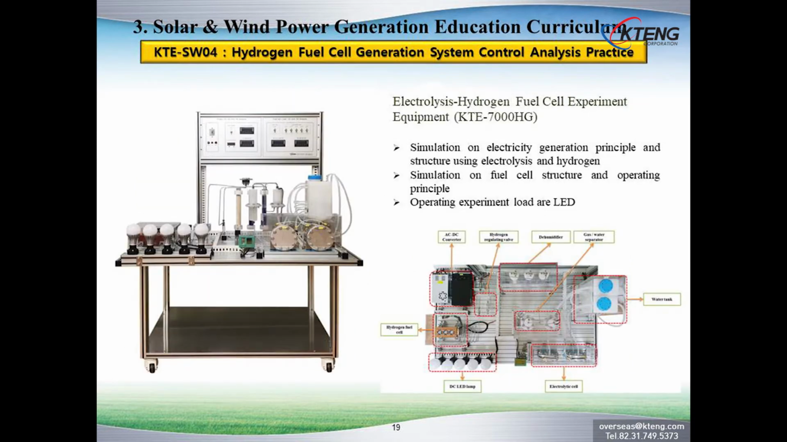The Electrolysis Hydrogen Fuel Cell Experimental Equipment, KTE 7000HG, is equipment that can be used to train on the principles and basic concepts of fuel cells. Trainees can see the electricity generation process directly from the fuel cell. In addition, LED lamps provide intuitive identification of the amount of power generated, enabling efficient learning.